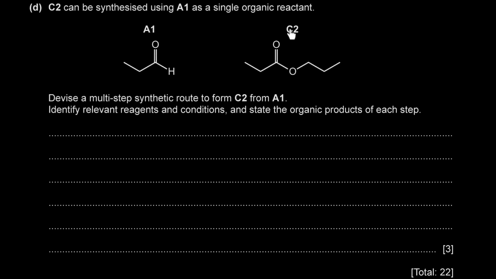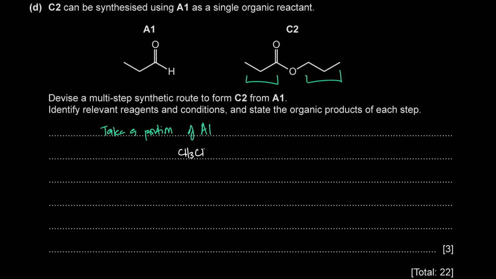And C2 is a 6 carbon ester, 1, 2, 3, and then 4, 5, 6, so that is propyl propanoate. A 3 carbon alcohol and a 3 carbon acid can be reacted to form the ester. Now we have to start with A1. So what we can do is take a portion of A1, that is propanal.